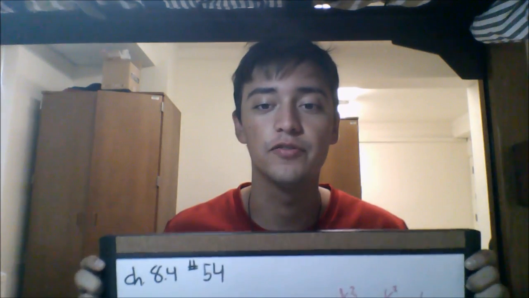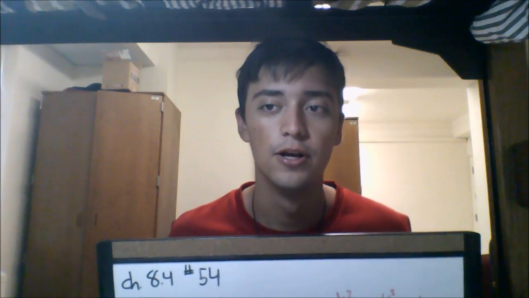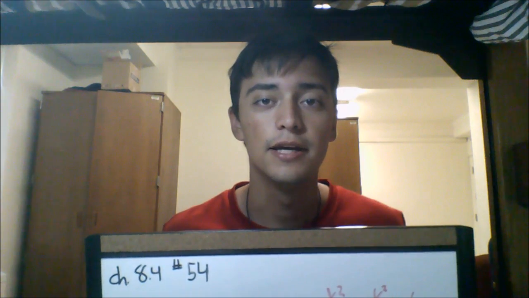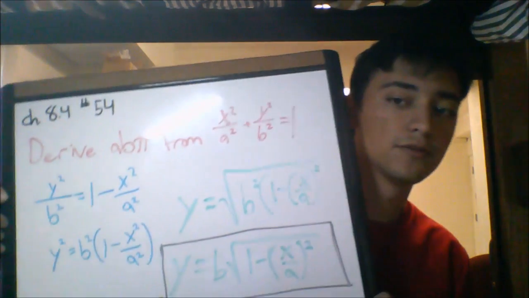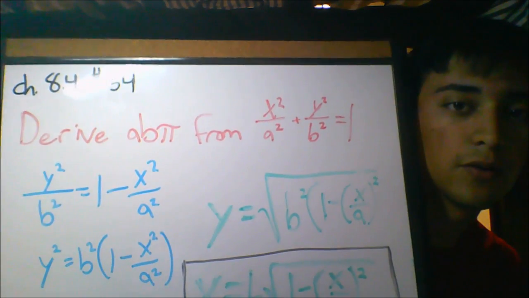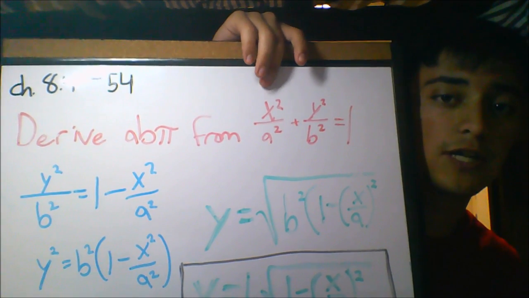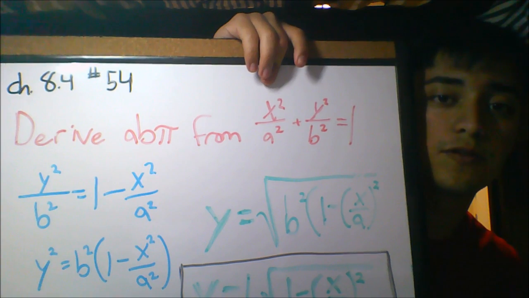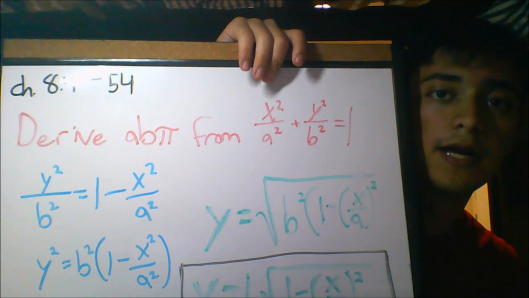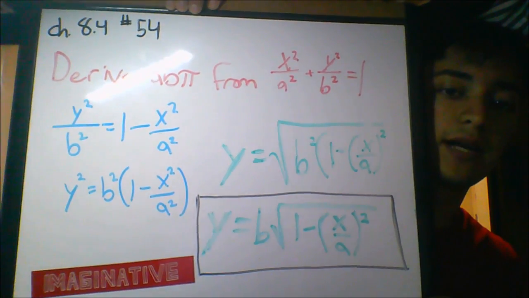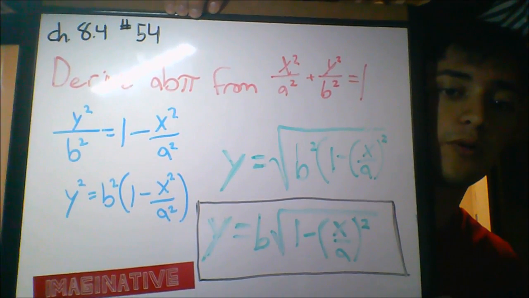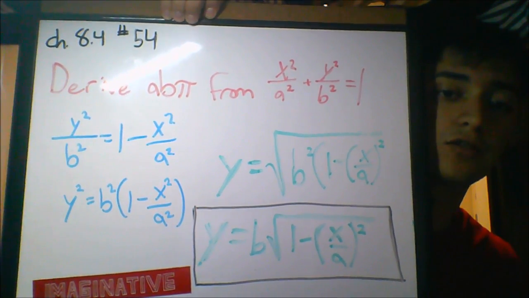Today we're going to be going over number 54 from Chapter 8.4, where we need to find the equation for the area of an ellipse by starting with the original equation. So the first step is to determine what that equation is, which is x squared over a squared plus y squared over b squared equals 1, and we're going to solve for y. When we do solve for y, we end up getting b radical 1 minus x squared over a squared.